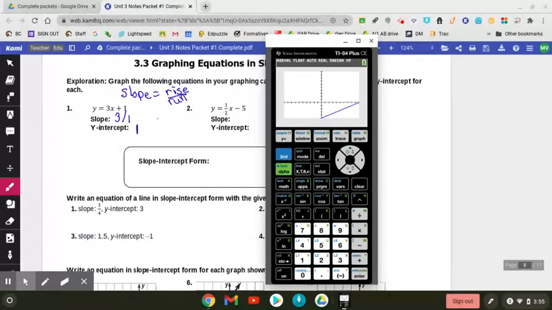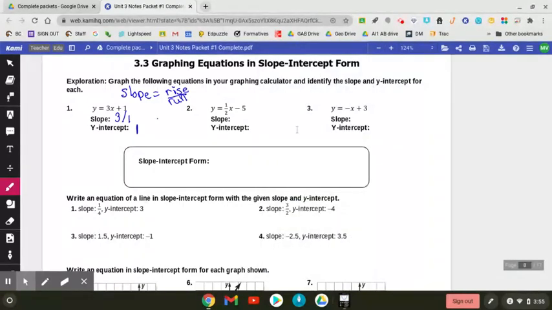And it's hard to tell exactly where that y-intercept is. So I can go back to window and I can change that to be back to -10. I can make my window whatever I want it to be. Okay, so hopefully you found that this has a slope of 1/2 and a y-intercept of -5, and this has a slope of -1 and a y-intercept of 3.